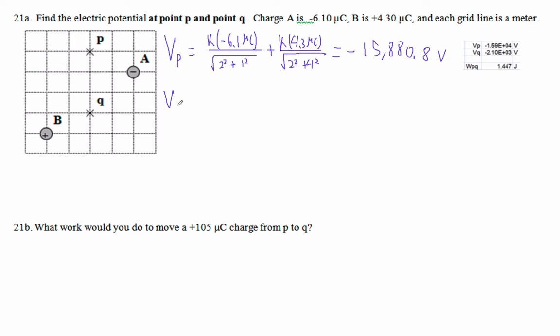Okay, so let's find VQ. That's going to be K times negative 6.1 microcoulombs, and that is over, let's see, Q is how far to A? 2 over, 2 up. 2 squared plus 2 squared, right? So I'm going from Q to A here. And then it's going to be K times 4.3 microcoulombs. For K here, of course, I'm using 8.99 times 10 to the 9th.